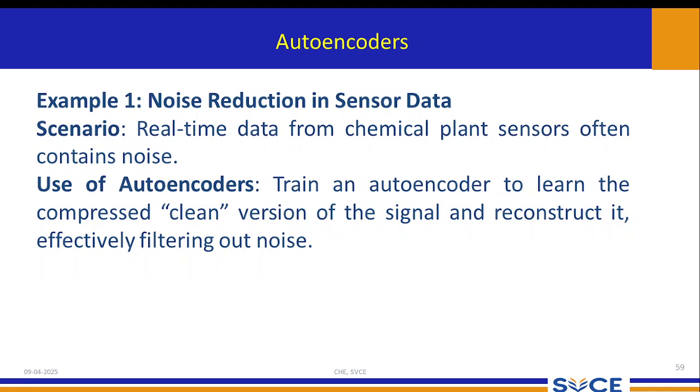So the real-time data from chemical plant sensors often contains noise. Use of autoencoders: train an autoencoder to learn a compressed clean version of the signal and reconstruct it effectively, filtering out the noise. Even in the speaker, if you see, there is a noise option. You see the option in the speaker, so they have a noise clearing effect. When you click on it, obviously the small noise will be filtered automatically.